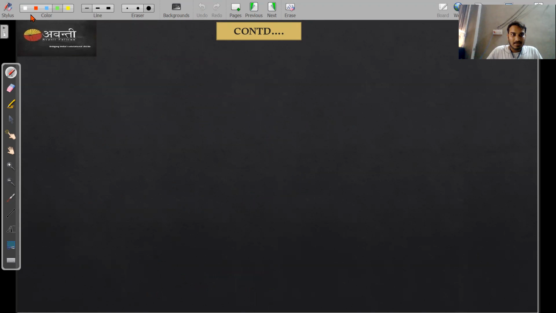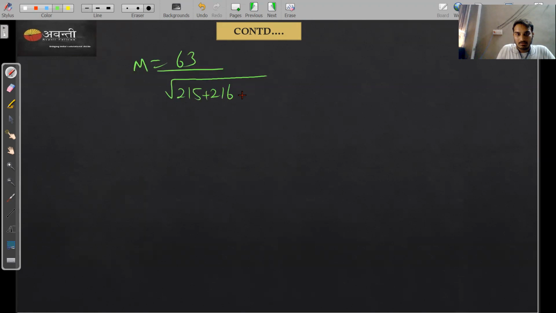So this capital M can be written similarly as under root of 215 plus 216 plus 12 tan theta minus 9 cot theta whole square. Yes or no? Now for the maximum value of capital M, this has to be 0.